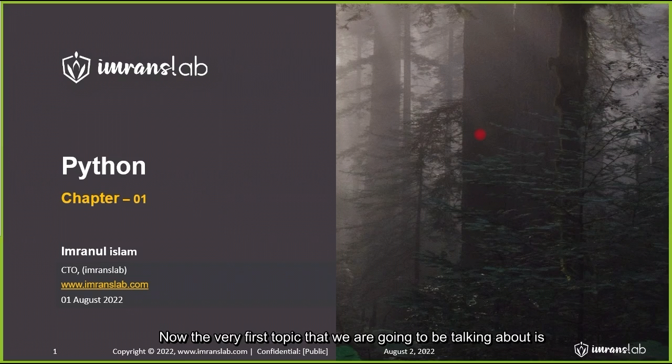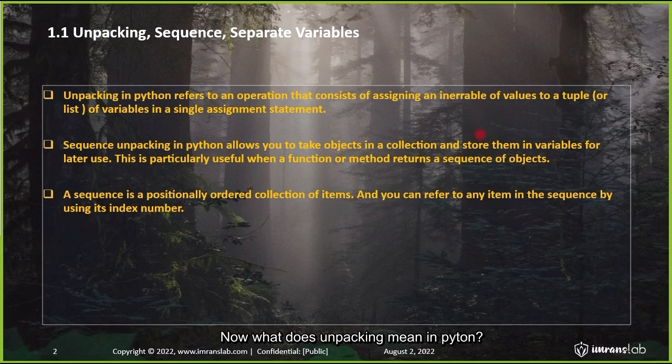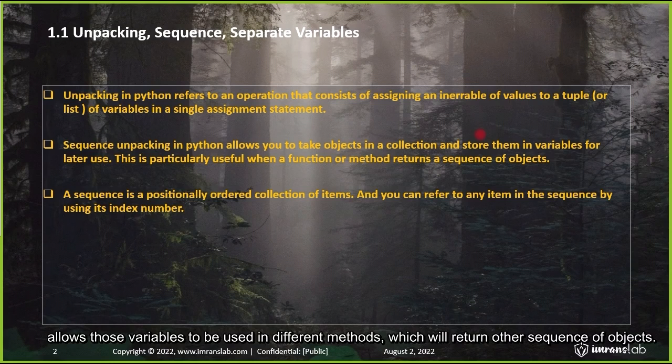Now, the very first topic that we're going to be talking about is unpacking a sequence into separate variables. Now, what does unpacking mean in Python? Well, it refers to having a list of numbers and assigning those numbers into separate and unique variables that we can later on use in our codes. Sequence unpacking allows those variables to be used in different methods which will return other sequences of objects.